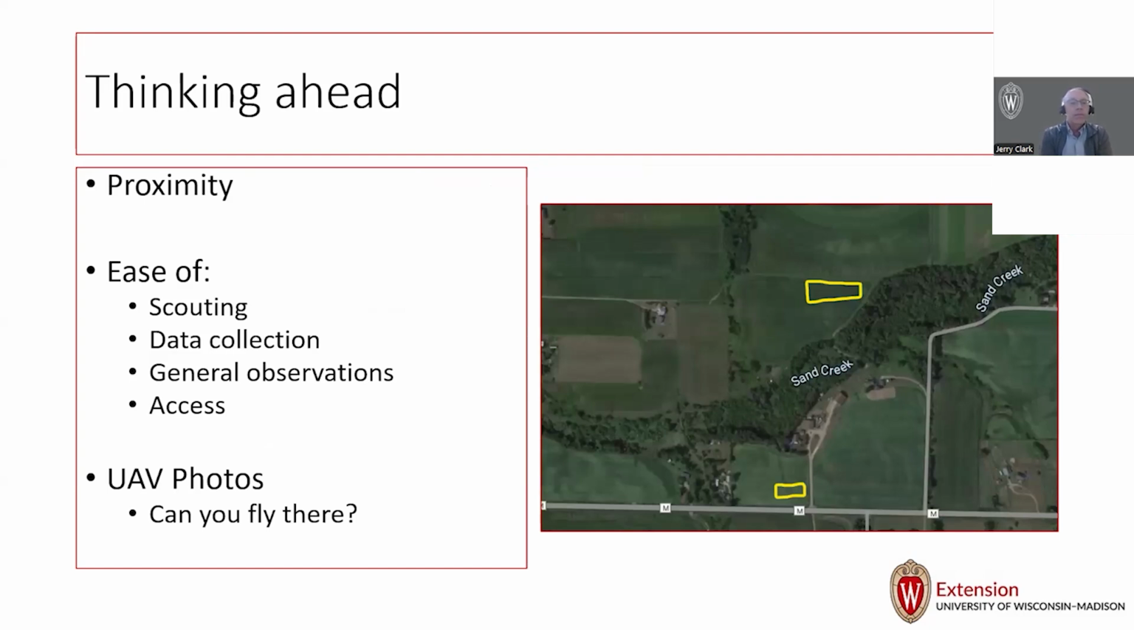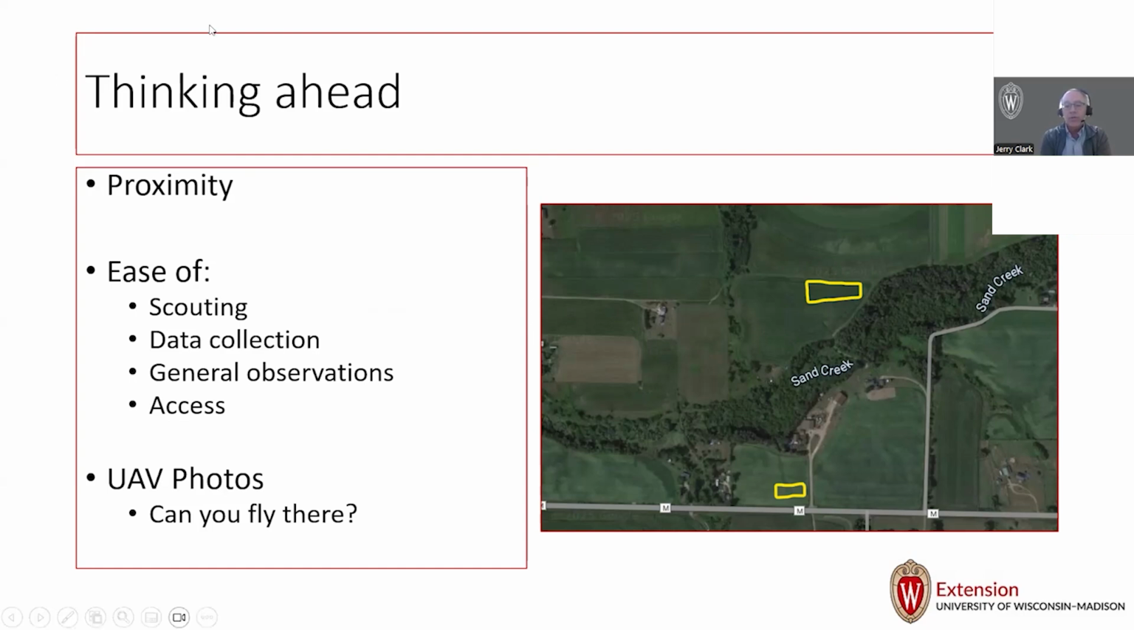So the last couple slides here on thinking ahead is that proximity. Where is that field located? What you have on the screen is our winter barley plots that we've done. The upper one on the top end is 2023 planting, and the bottom towards Highway M is 2024. The ease of scouting, data collection, general observation, and access is much easier.